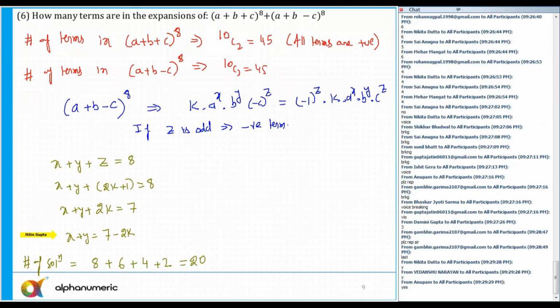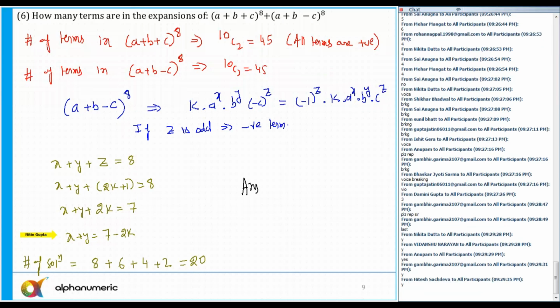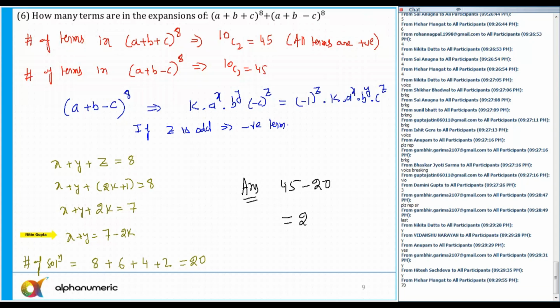So there are 20 terms which are negative. So what is the answer? The answer will be nothing but 45 minus 20, which basically means that the 20 terms will be cancelled. All right, 20 terms will be cancelled. So the answer is nothing but 25.